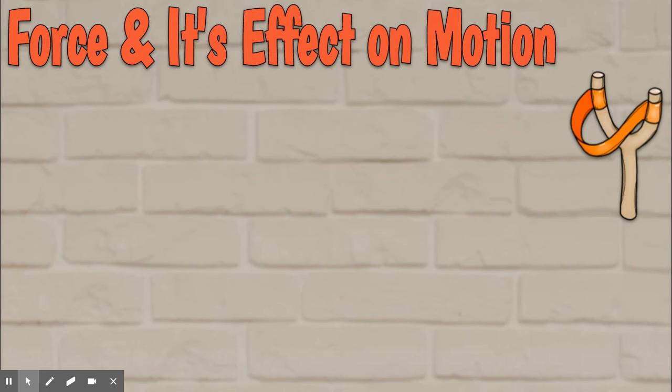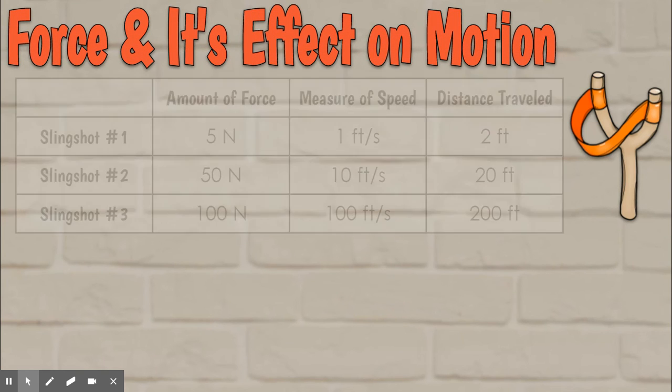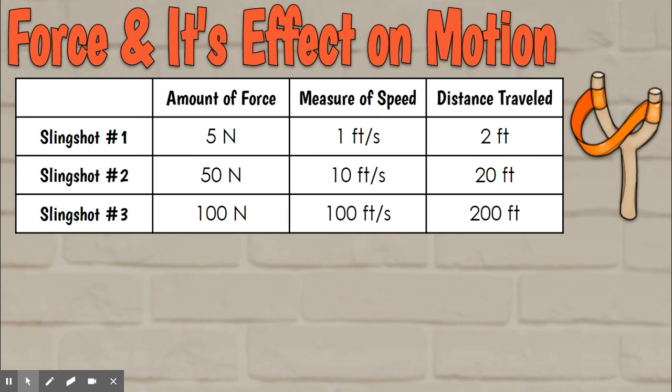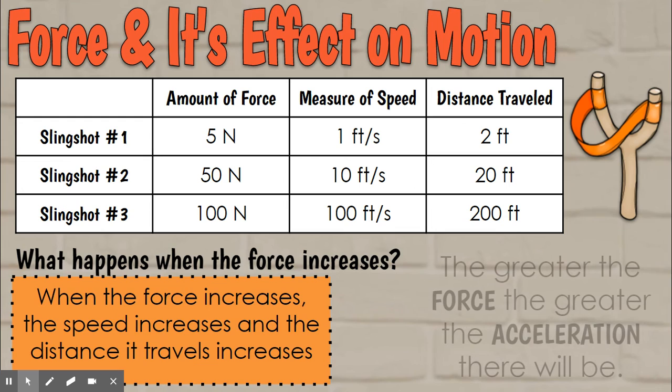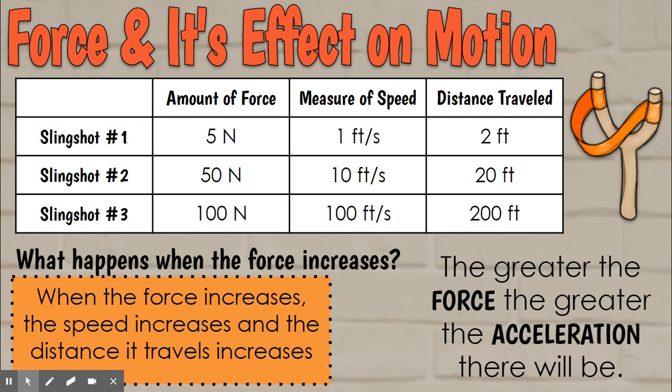Next, we have force and its effect on motion. We're going to skip over this too. We're going to go over the chart. So let's look at what happens when the force increases. If you have a larger force on something, the speed is going to increase and the distance it travels increases. So the greater the force, the greater the acceleration there will be. So the greater the force, the speed is going to be up and the distance is going to be up.